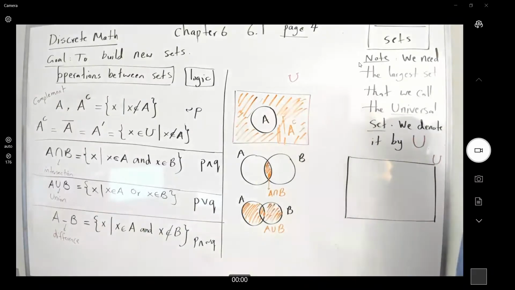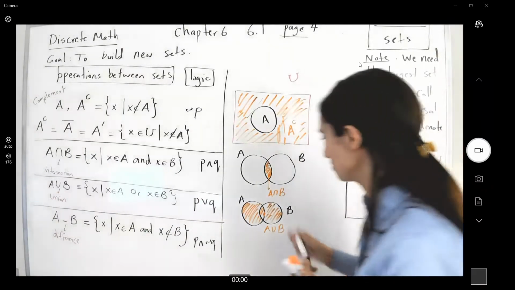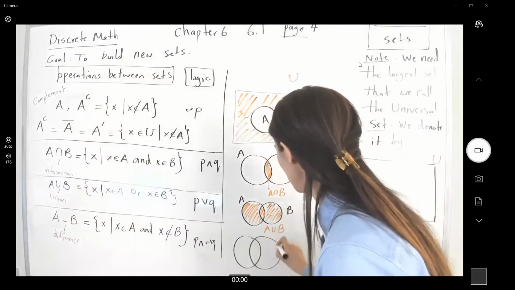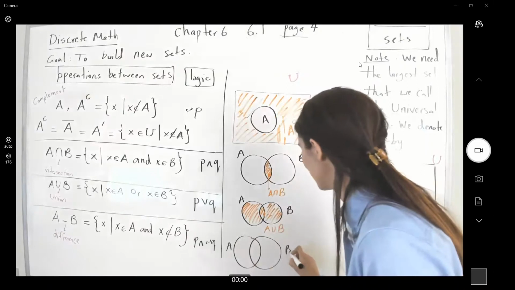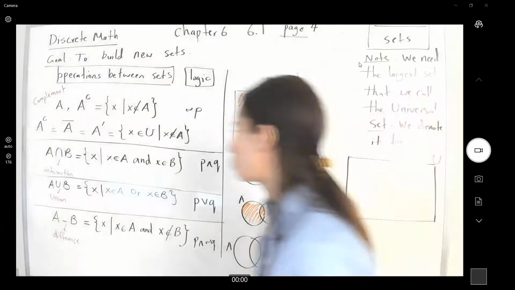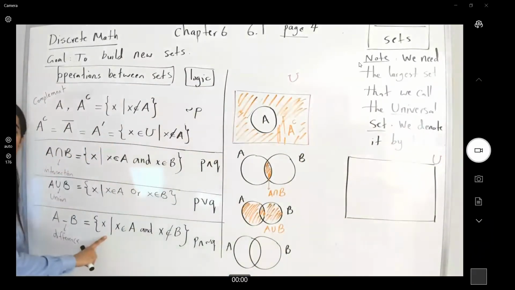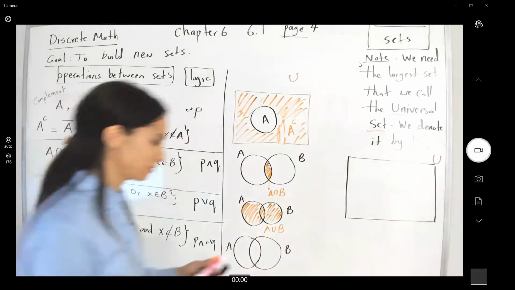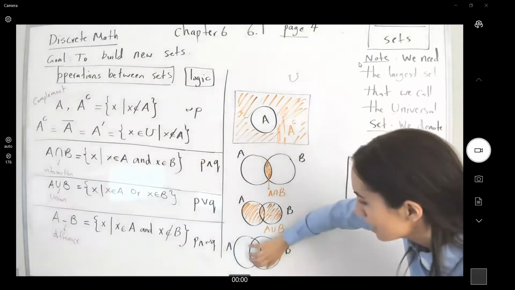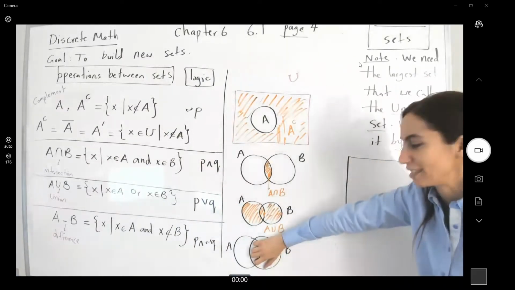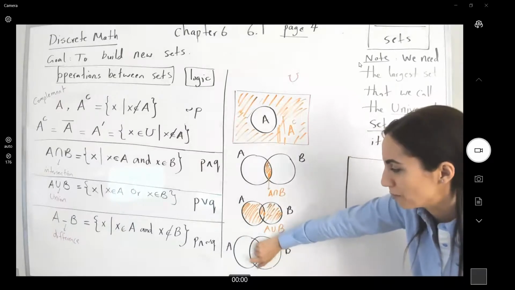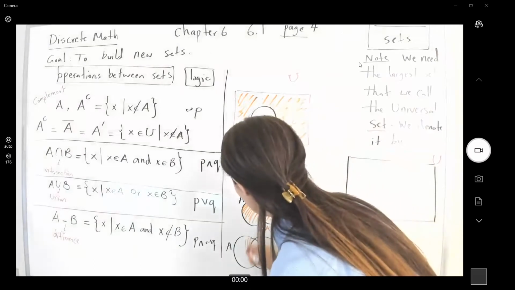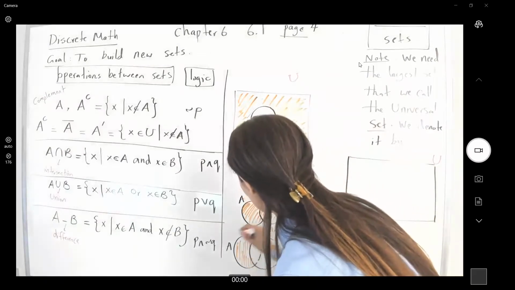Finally, A minus B. We have two sets, A and B. The definition says it is the set of all elements that are in the first set, not in the second set. So it means that we have to exclude the second set. We have to exclude this. It means that we shade only this part. So this is A minus B.